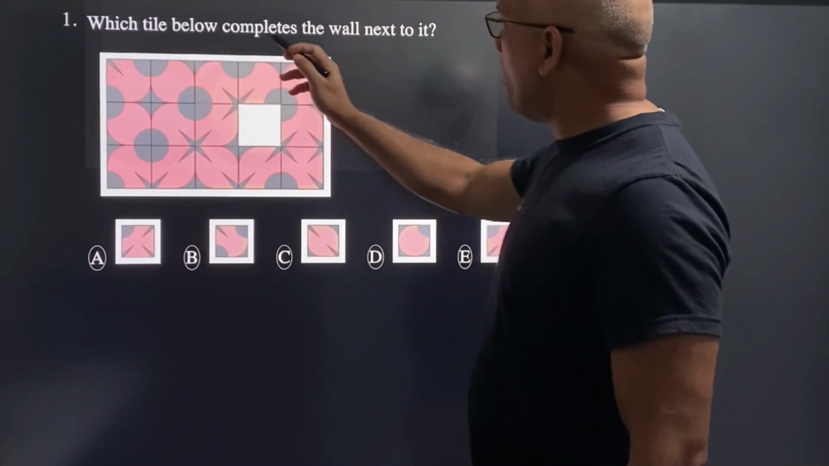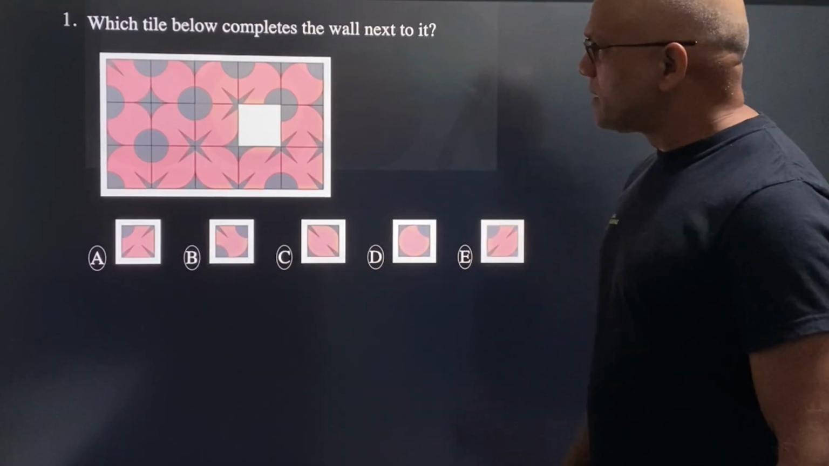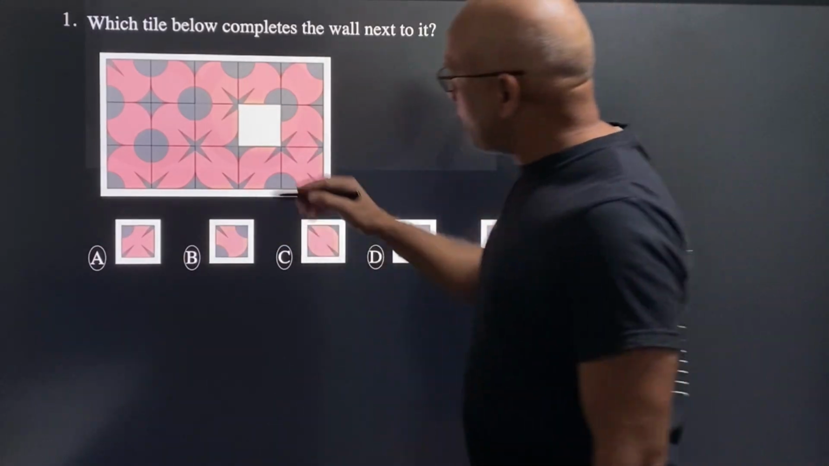Which tile below completes the wall next to it? Basically, which of these is the missing piece? Alright, so if I complete the shape, it will be easier to compare. So let me do that.